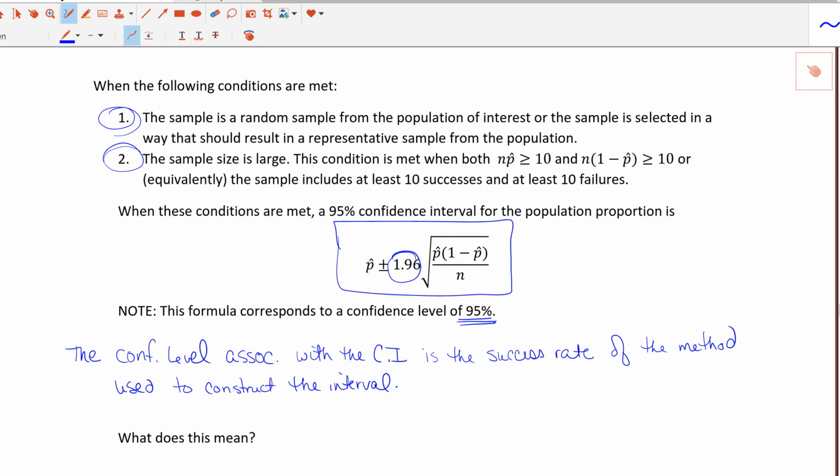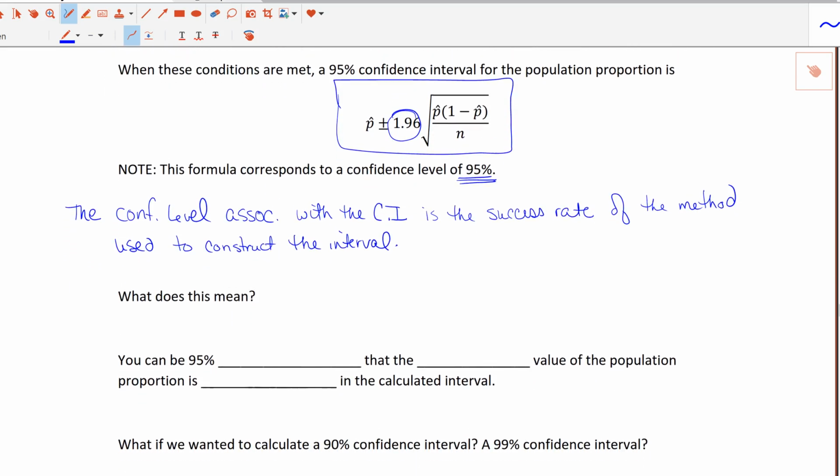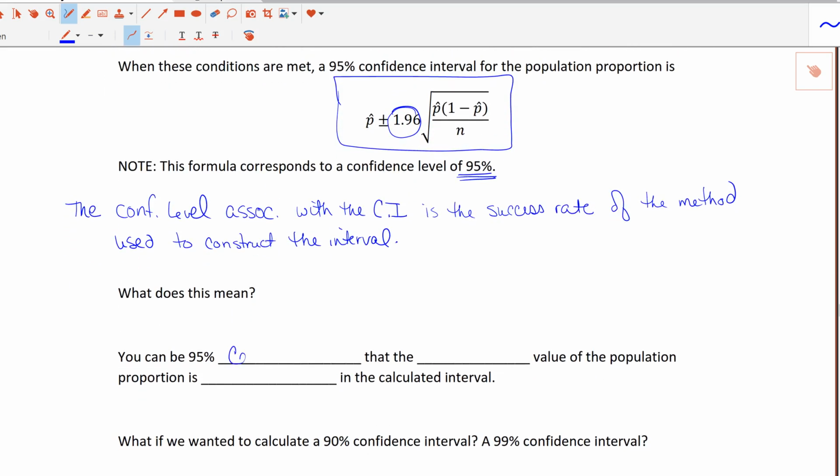So what does this mean? Okay, it means that you can be 95% confident that the actual value of the population proportion is included in the calculated interval. Okay, we can never say that we are 100% confident that that actual value is included. There's always a margin of error.